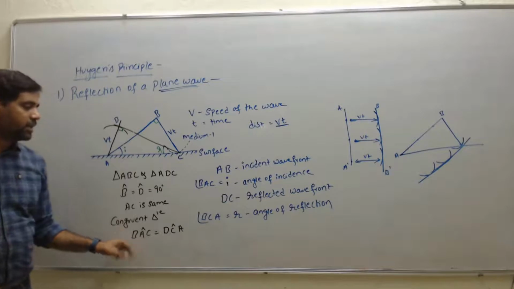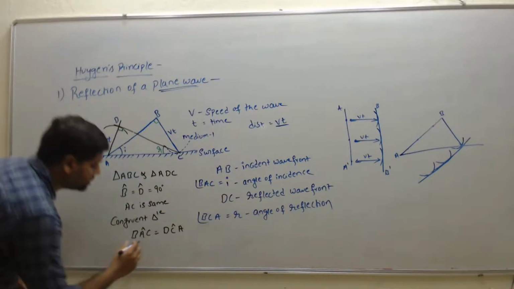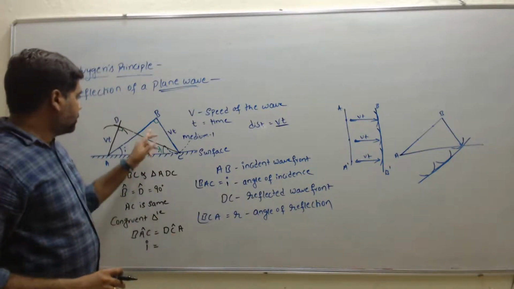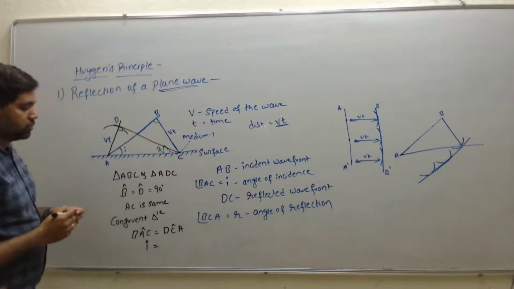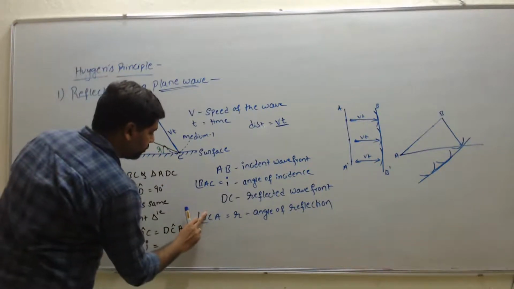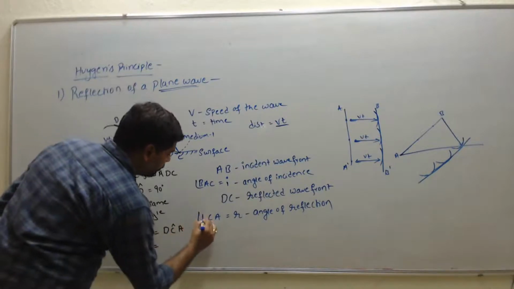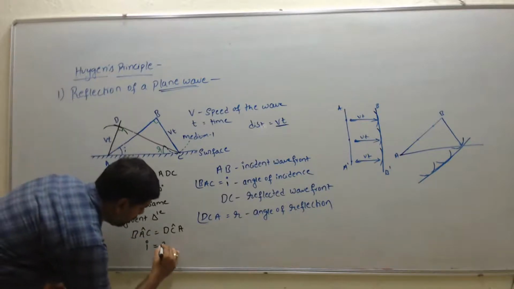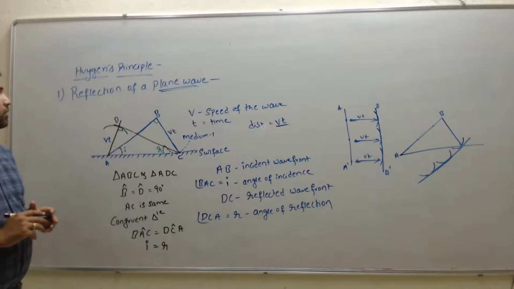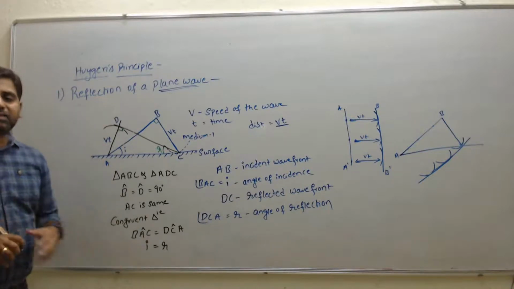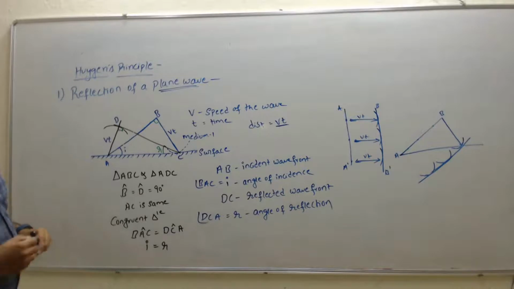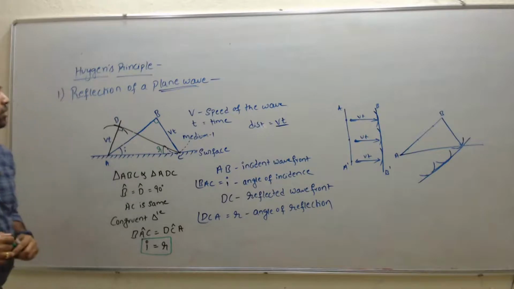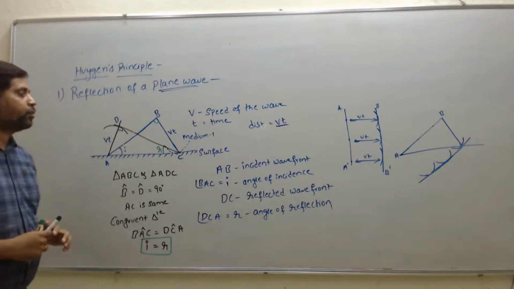Then angle BAC is I, the angle of incidence. That is I, equal to angle DCA. Sorry, here it is. So angle DCA is angle R, right? So the law of reflection says that the angle of incidence is equal to the angle of reflection. So we studied reflection by using Huygens principle, right?